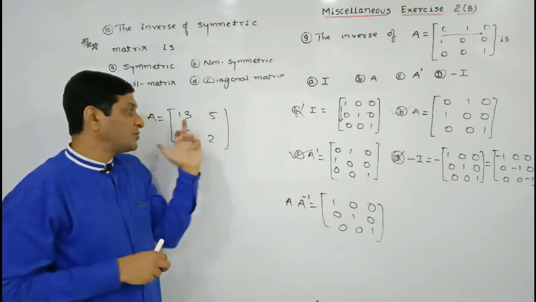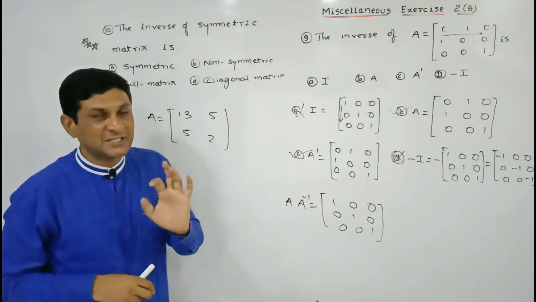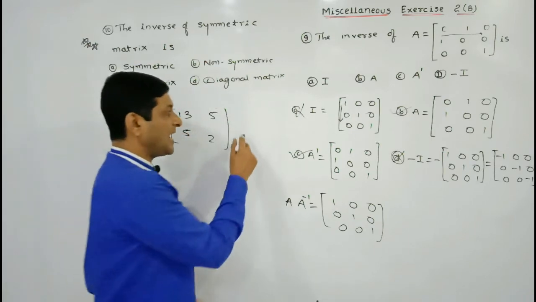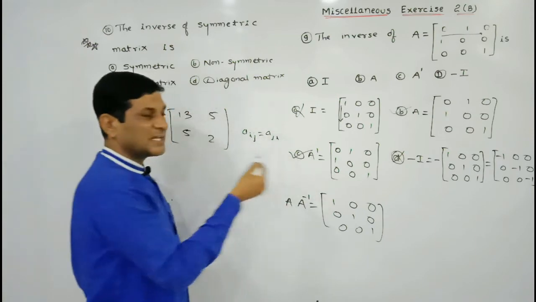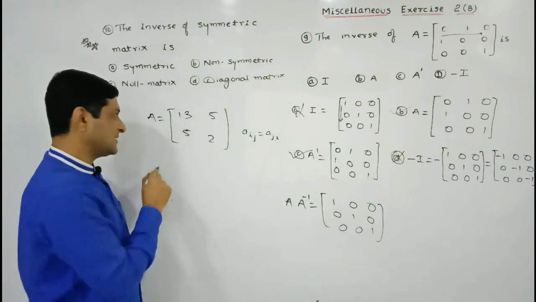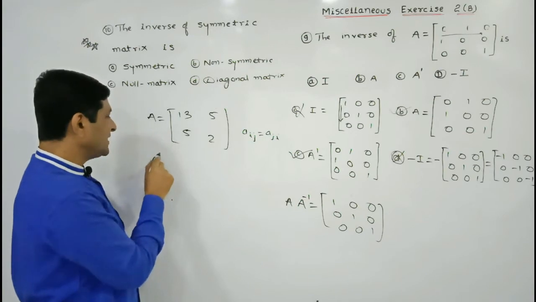Means Aij should be equal to Aji. If this condition is satisfied, that Aij is equal to what? Aji. At that time we can say that the matrix is what? Symmetric matrix. Let us try to find the inverse of this matrix.